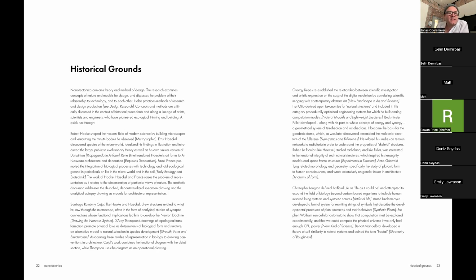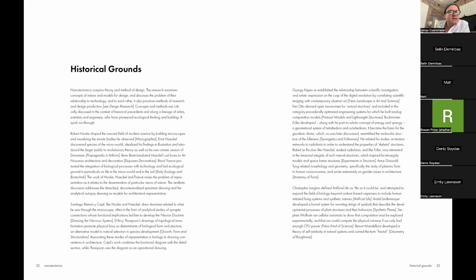René Binet translated Haeckel's, that's the previous guy, art forms to Art Nouveau architecture and decoration. Raoul Francé promoted the integration of biological processes with technology and laid ecological ground and periodicals on life in the microworld and in the soil, early ecology and biotechnique. The work of Hooke, Haeckel, and Francé, so these first three characters, raises the problem of representation as it relates to the dissemination of a particular view of nature. The aesthetic discussion addresses the detached, decontextualized specimen drawings and the analytical autopsy drawings as models for architectural representation.